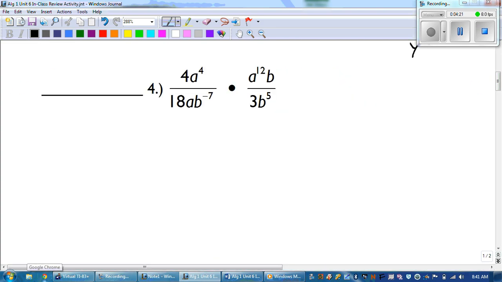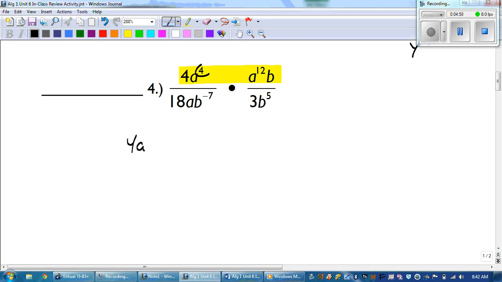Okay, number 4. Are you guys ready? Okay, so the first thing that we're going to do is we're going to do what it says. We're going to multiply straight across. Okay, so when we multiply straight across, that means we're adding any exponents that are the same. 4, there's not another number, well, there's a 1. So 4 times 1 is 4.